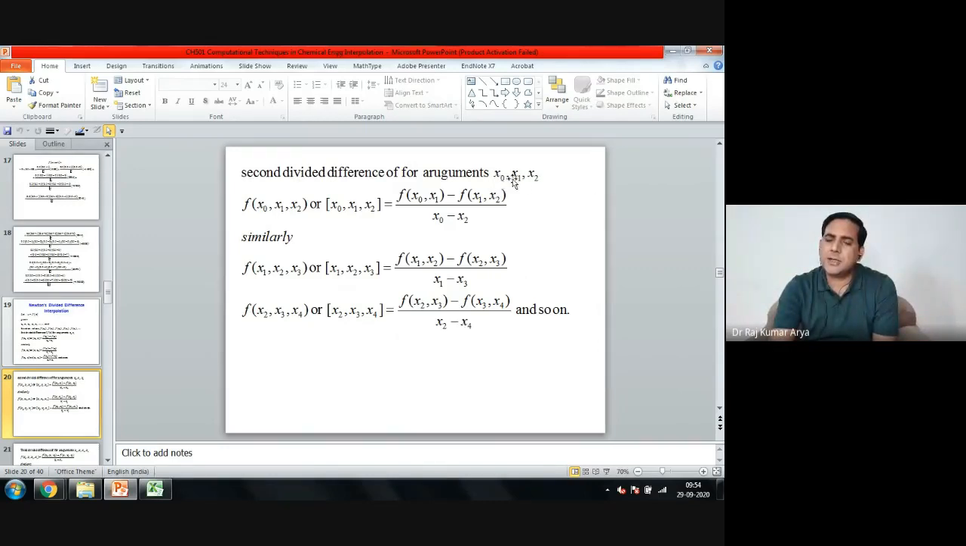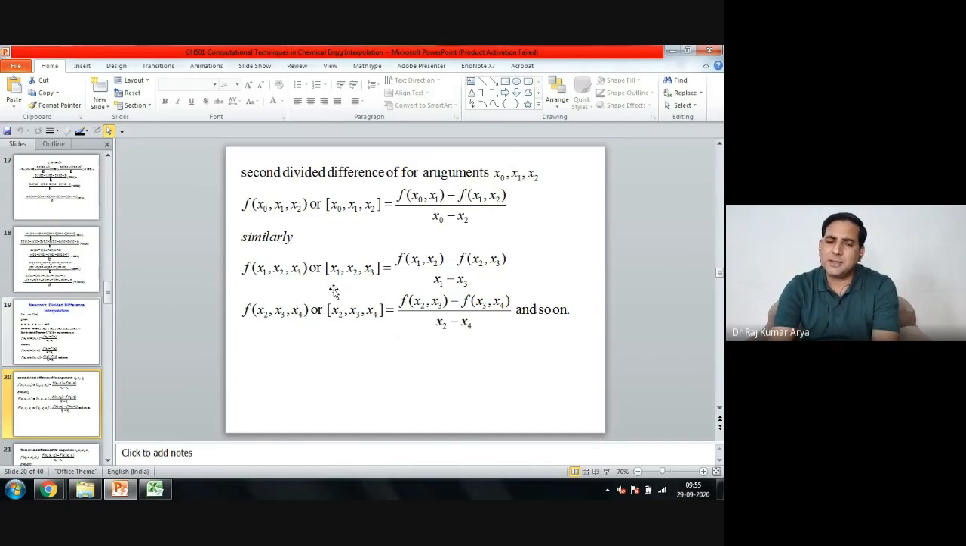x0, x1, x2. Because for x1, this also needs your first difference. This also needs the first between x1 and x2. So the total range of data is now from x0 to x2. So this is the second divided difference.